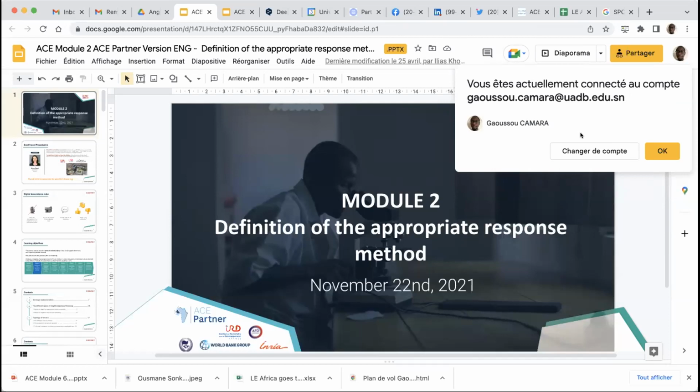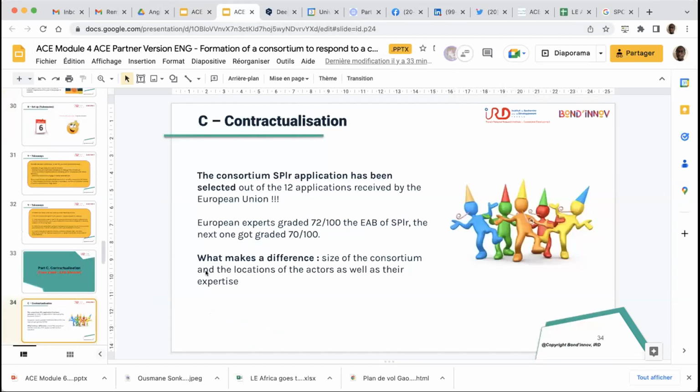This one is for building the consortium. We have a next one. I will also do module 6, how to prepare the budget and plan the activities, and so on and so on. So I will come back to my module.